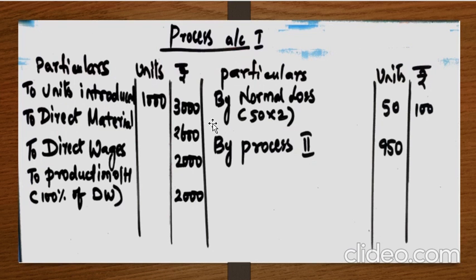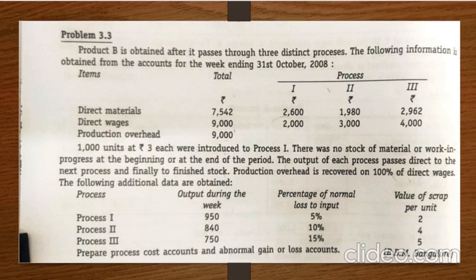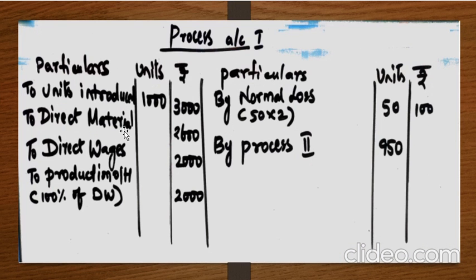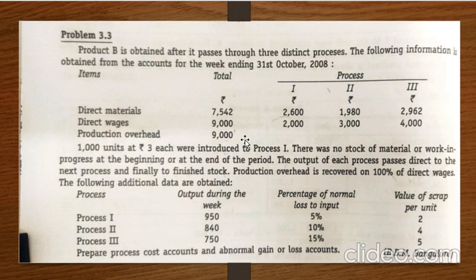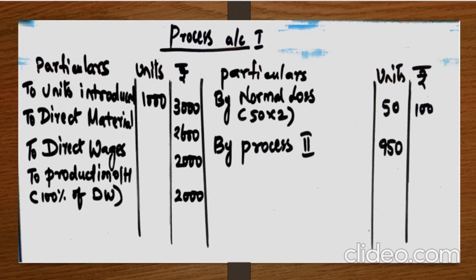So 1000 into 3 will give you 3000. Then you need to record your other expenses or inputs. Other expenses are direct materials. For process 1 it is how much? 2600. So you will be writing here direct materials 2600. Then your direct wages 2000. So you will be considering direct wages 2000.